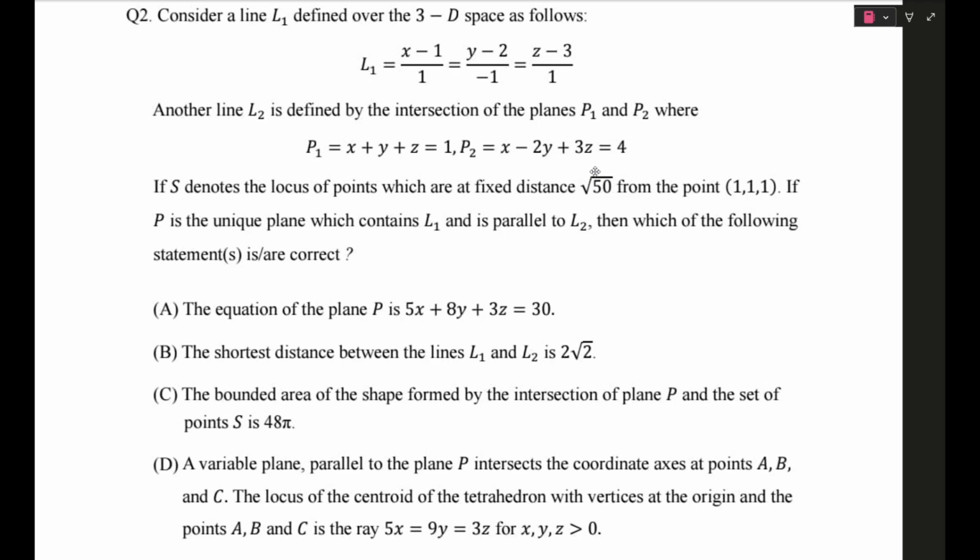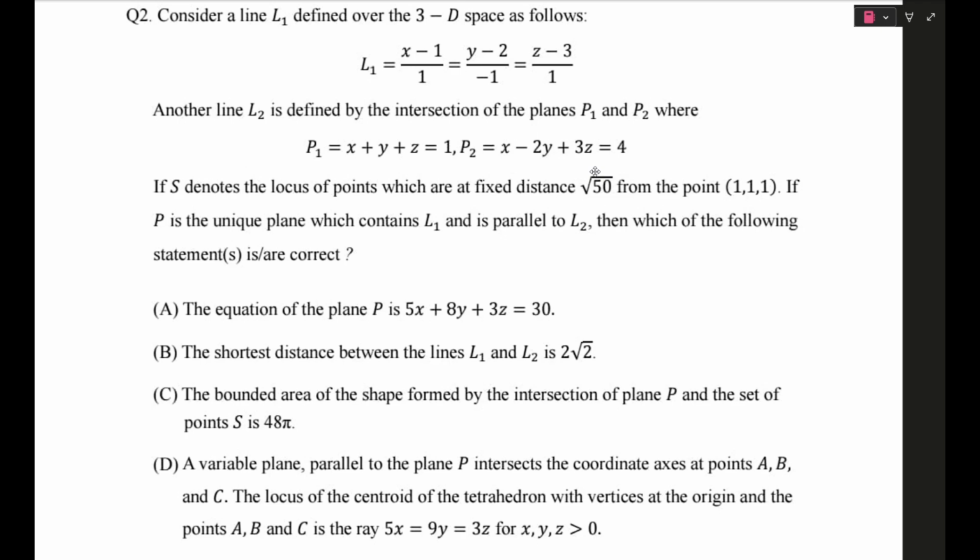Okay, so let's first read the question. There is a line L1 given as you can see on the screen. Another line L2 is defined as the intersection of the planes P1 and P2. If S denotes the locus of the points which are at a fixed distance root 50 from the point (1, 1, 1), and P is the unique plane which contains L1 and is parallel to L2, then which of the following statements are correct?